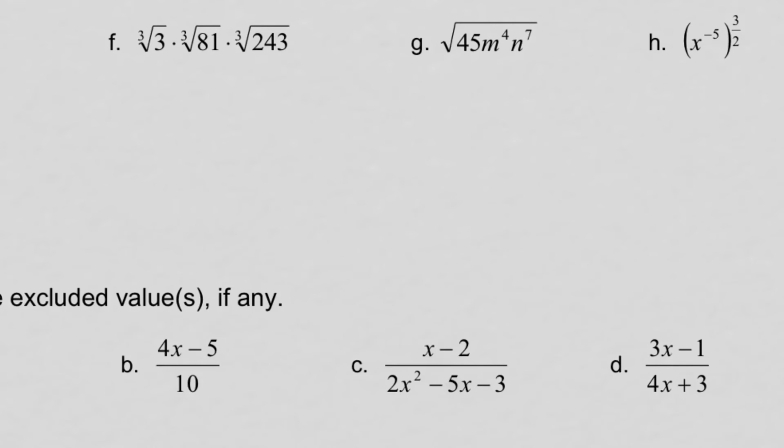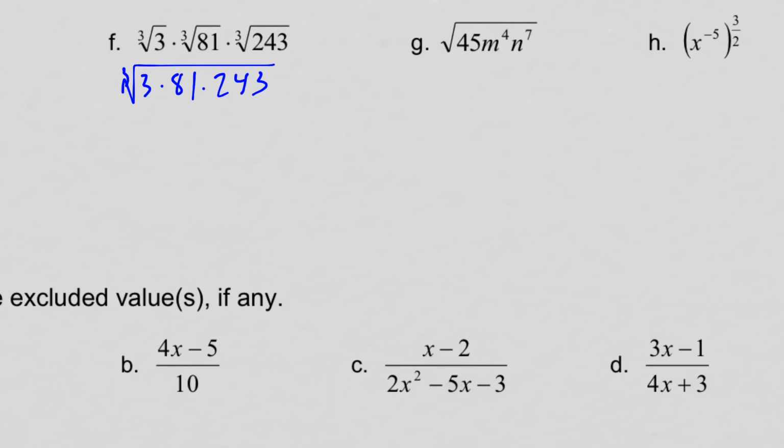Okay, for f, it looks like we have the cube root of 3, the cube root of 81, and the cube root of 243. Here's what I'm going to do. Since they're all cube roots, I'm going to put them all under the same index, under the same radical. So it's going to be the cube root of 3 times 81 times 243. Now you could multiply them out, but if you do, you're going to have to factor it again later. So I'm just going to go ahead and factor it from here, right?